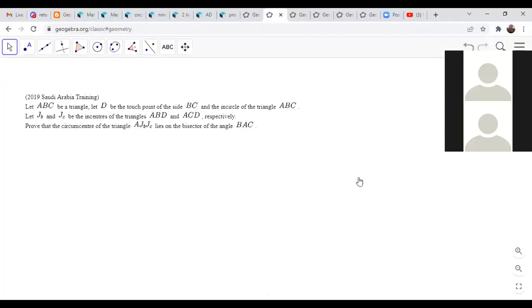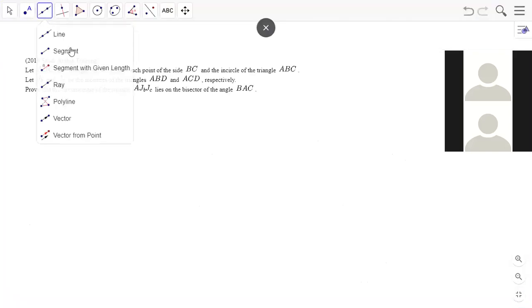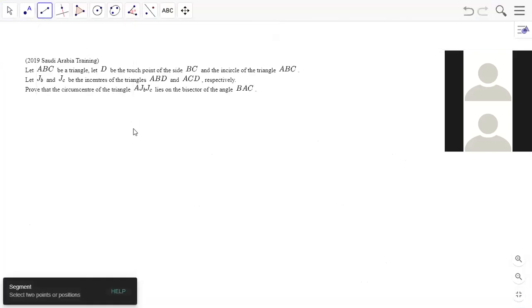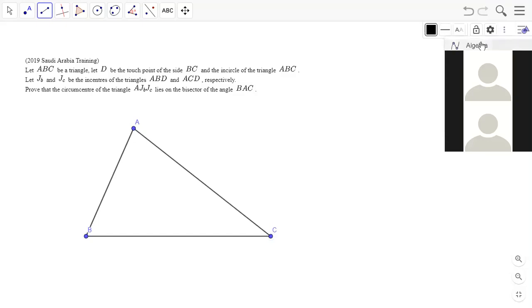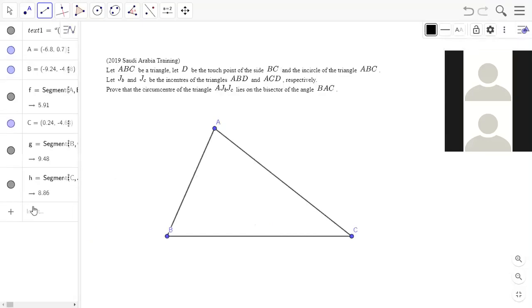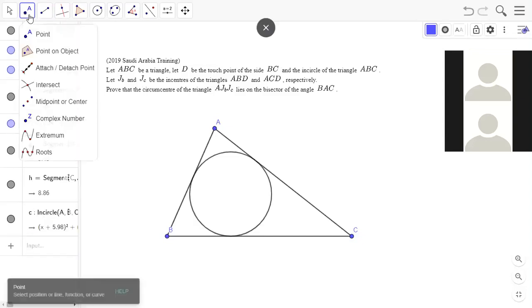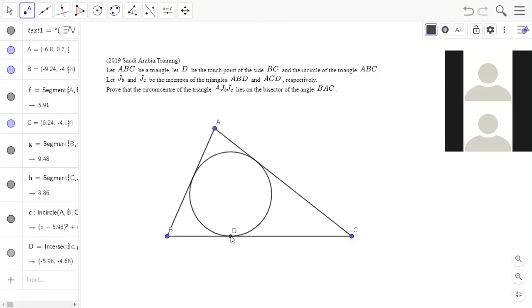So this is also an interesting one. So you have the triangle ABC, and D is the point of tangency of the incircle with BC. And then we draw the incenters of ABD and ACD.